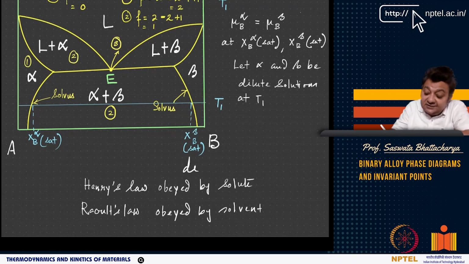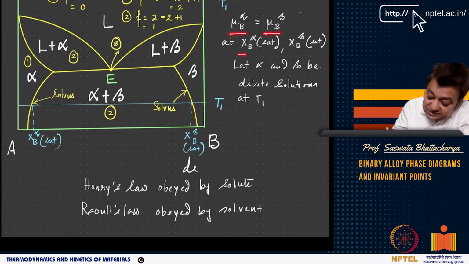Now, if they are coexisting, that means the chemical potentials are equal, right? If we use B instead of A, we can use B or A, it does not really matter. You see mu B alpha equals mu B beta, and this holds at XB alpha saturation and XB beta saturation, because these are the equilibrium values. We have got that from the tie line.